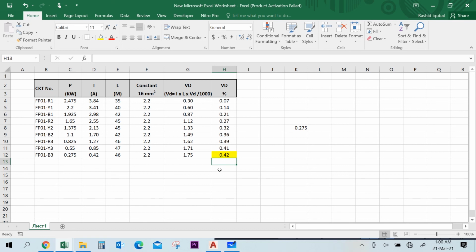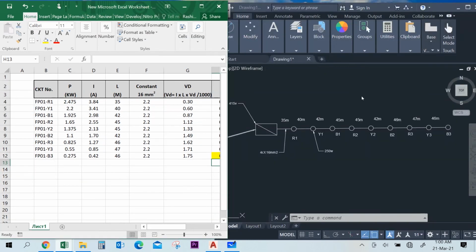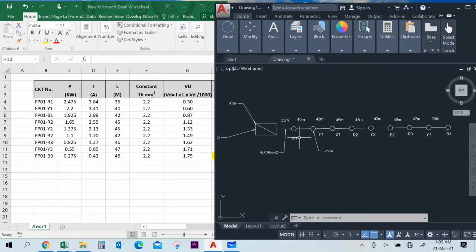So the maximum allowable voltage drop is 3%. If the drop becomes more than 3, then we must change the cable size until the drop becomes less than 3%.